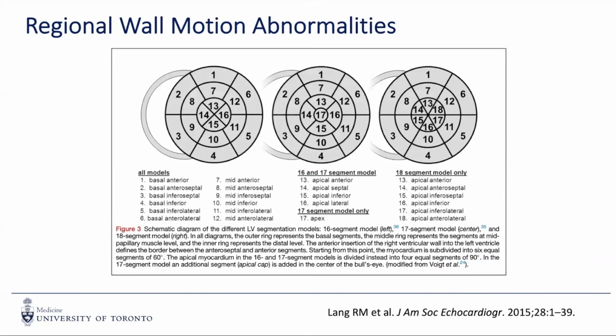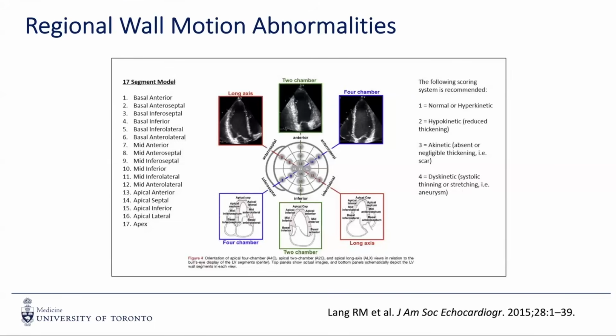So this is the 17 regional wall motion segment model that's depicted in the American Society of Echocardiography, with the 17th segment being the true apex. Now, with any echo, we're able to actually see all 17 segments, especially when we combine the parasternal long axis, the 2-chamber view, and the 4-chamber view. And with combining all those segments together, we're able to have an understanding of how the heart is doing.